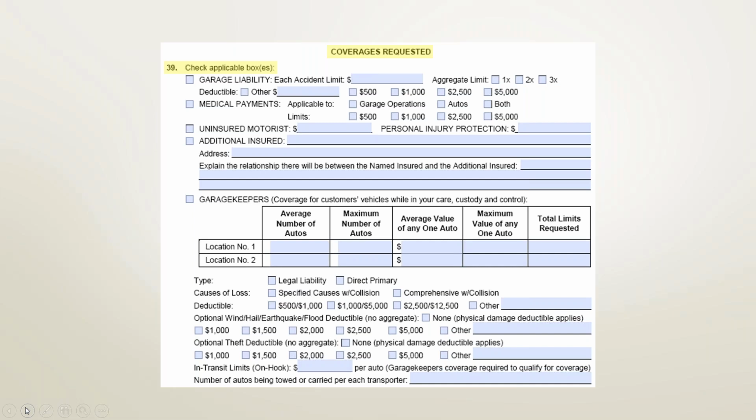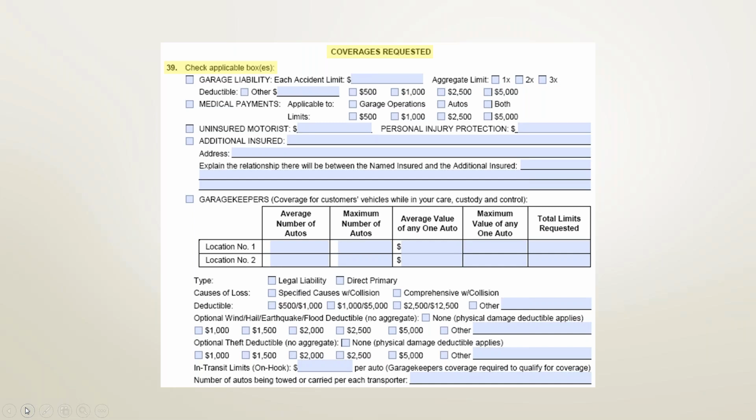Teresa, when they're trying to determine the coverage that's needed for the garage owner they're working with, how best can they gather this information? Because probably that owner doesn't know himself. Yeah, sometimes they don't. So when you're talking about a repair shop, you want to know kind of how many autos they're going to have on the premise at one time. That's going to help you figure out what we're going to hit next, which is the garage keepers coverage.